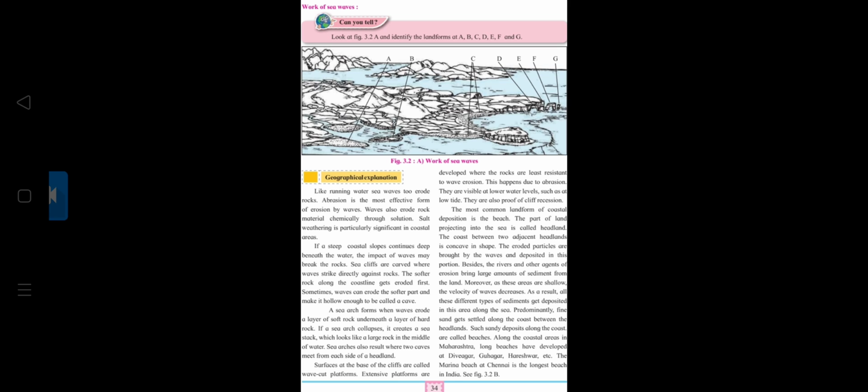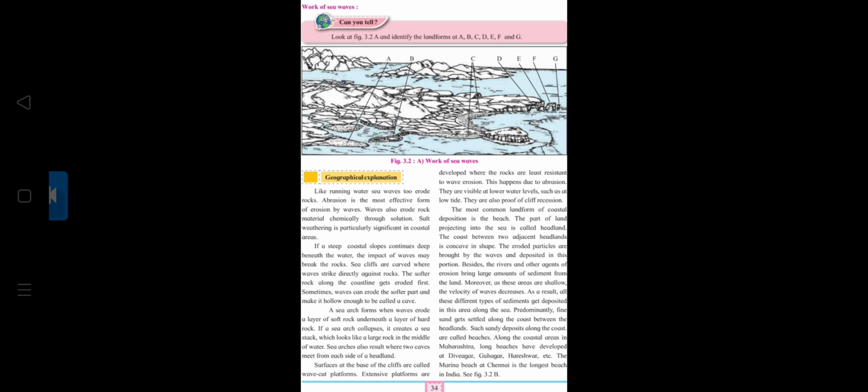The most common landform of coastal deposition is the beach. The part of land projecting into the sea is called a headland. The coast between two adjacent headlands is concave in shape. The eroded particles are brought by the waves and deposited along the coast.